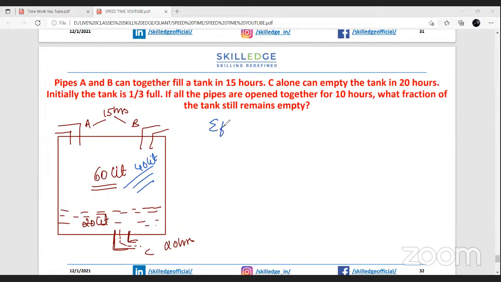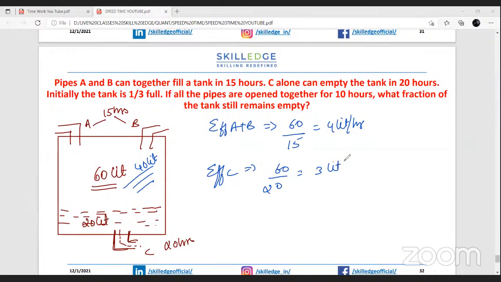So let's check out the efficiency of A plus B. They can fill a total of 60 liters in 15 hours. So their capacity is 4 liters an hour. Right? And if I talk about the efficiency of C, he can empty the tank of 60 liters in 12 hours. So his capacity is 3 liters an hour.